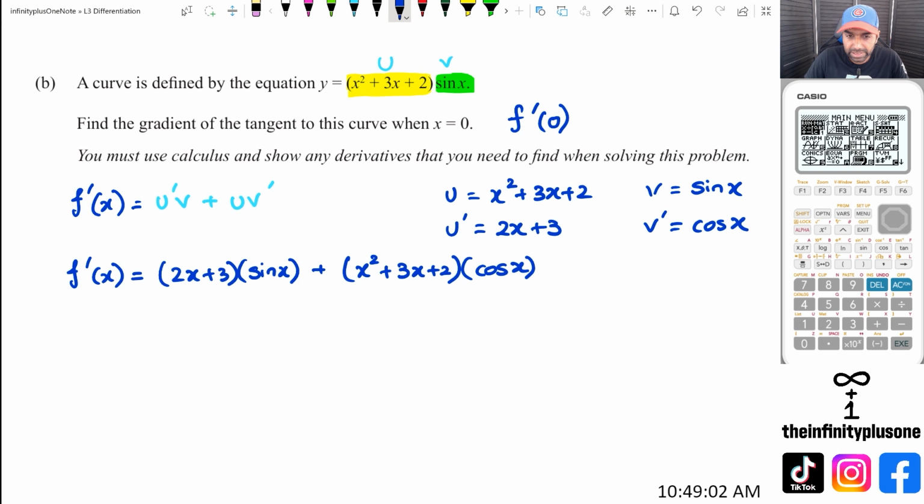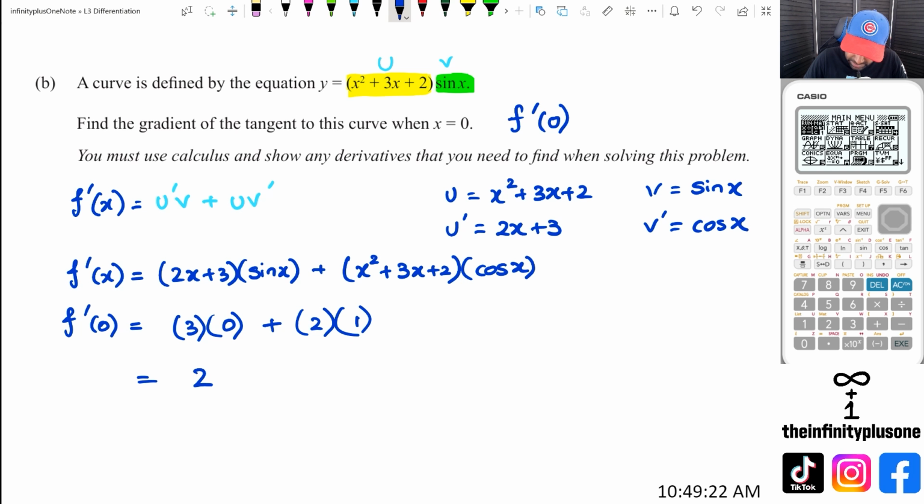Once we've got f dash of x, now we need to substitute 0 wherever x is, and figure it out. So the first bracket is going to be 3. Sine of 0 is 0, so that's going to become 0. Then on this side, we've got just 2 multiplied by cos of 0, which happens to be 1. So we should get a gradient of 2. Grades-wise, you need the correct gradient of the tangent with the correct derivative to get an achieved. So you need the actual answer, plus you need this line here.